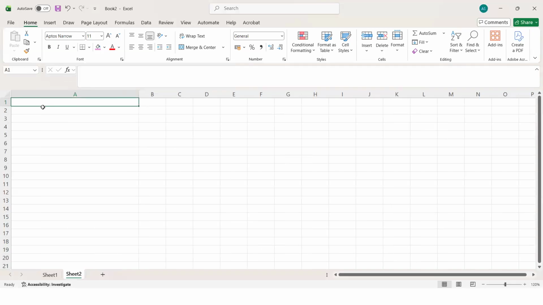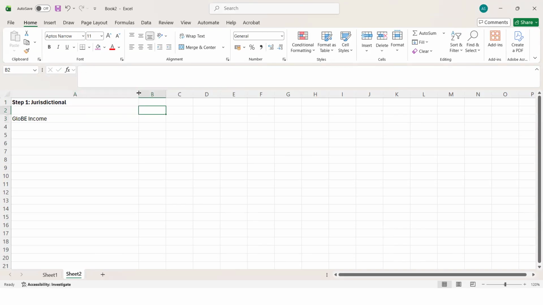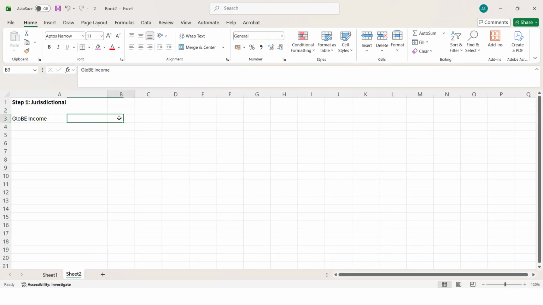okay, what is step one? Step one is jurisdictional, right? So what is the first thing that I will do? First, I have to find the GloBE income. That is my starting point, correct? Now this is the starting point, GloBE income. And then what I would do, I would find what is my covered taxes.